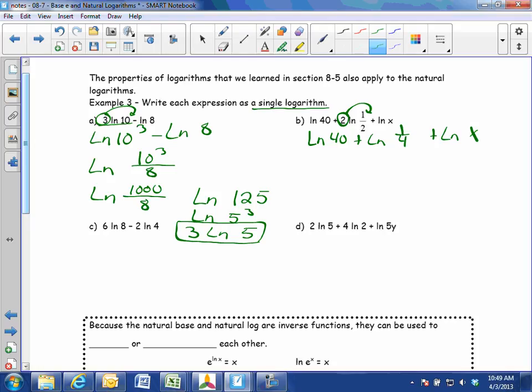Alright, we only want one logarithm. We don't have any more coefficients, so now we can put stuff together. How can we put them together? Put the first two together. Right. We can actually just put it all together at once. So since we are adding, that means I can multiply to put them together. So the natural log of 40 times 1/4 times x. Just 10x.